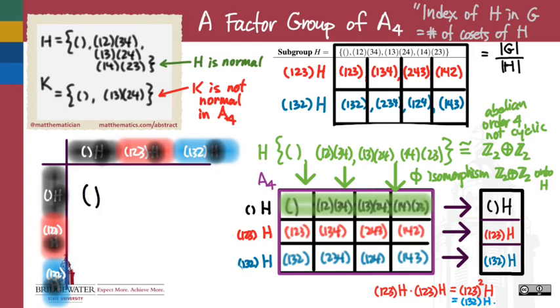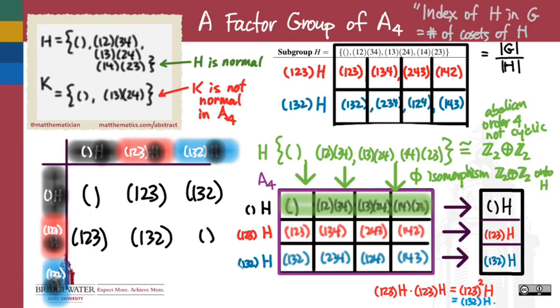Right? Identity times identity is identity. Identity times (1 2 3) is going to be (1 2 3), (1 3 2), and so forth. And the fact that these ended up being cosets is blurred in the process. We don't care. Identity, (1 2 3).